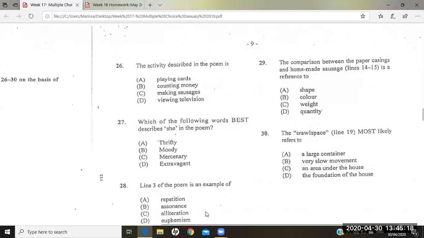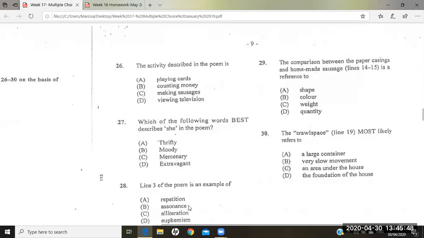Is it repetition, assonance, alliteration, or euphemism? Yes, it is C, alliteration. Very good, because we have the consonant C for citronella candles, the first letter of the words repeating itself here, and even in this space, we have the S being repeated as well. And we have repetition, which is basically when you see the same words being repeated. We established alliteration was the answer.